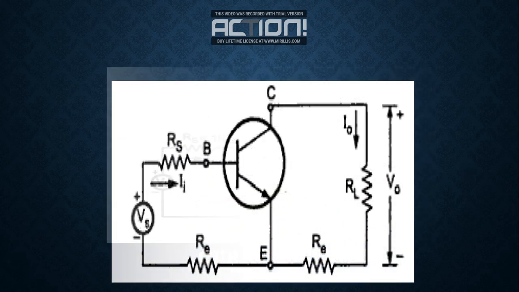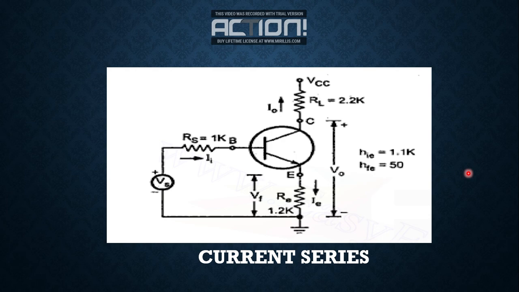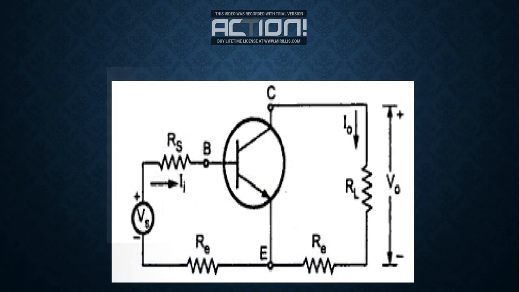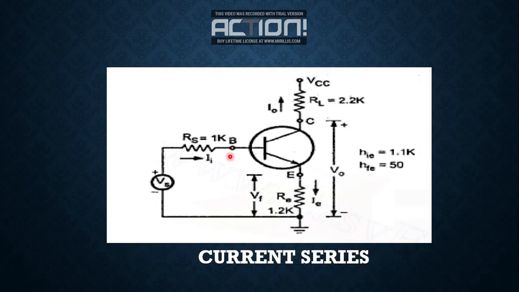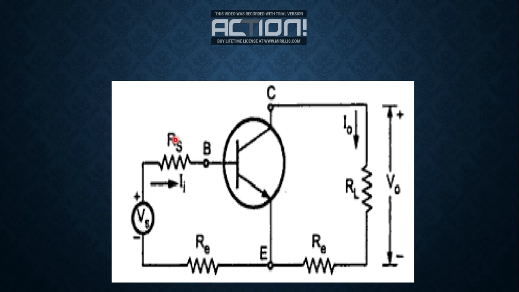Next, we are building the input and output circuit. This is the circuit. This is current series. So for current sampling, we have to make output current equal to 0 to make the input circuit. If we make it like this, we can end up with this input circuit.